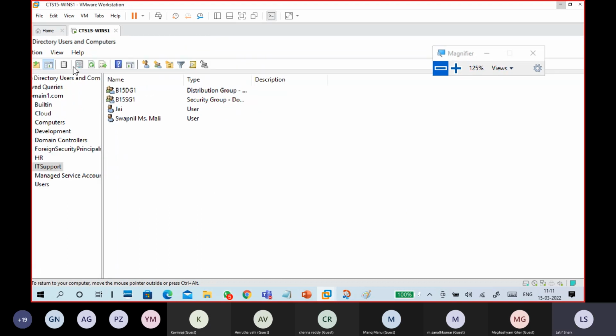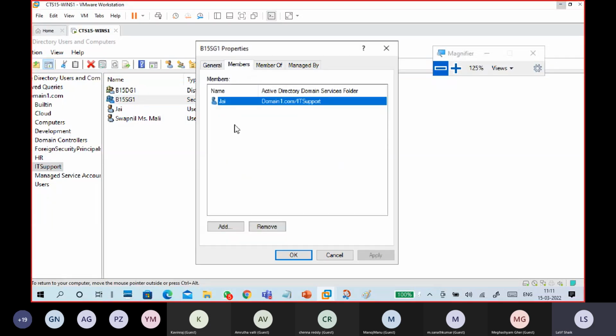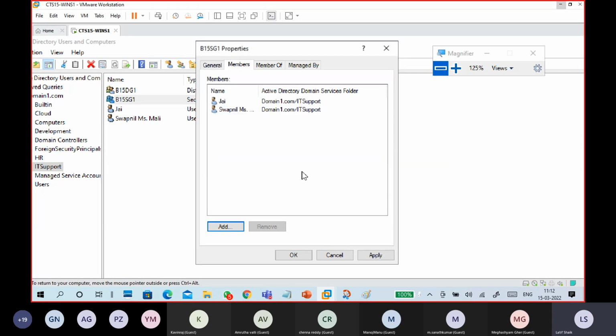Okay. Next, I'm going to SG1. In SG1, I click on Members. See, your username is showing here. It's not a member of anything, but it has a member. Now I want to add Swapnil to this SG1. Click Swapnil and check names. Okay, this is the name that appears. Click OK.